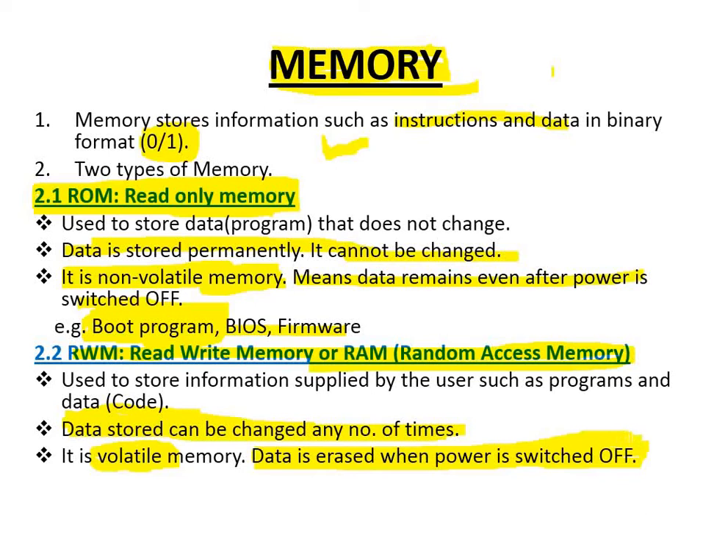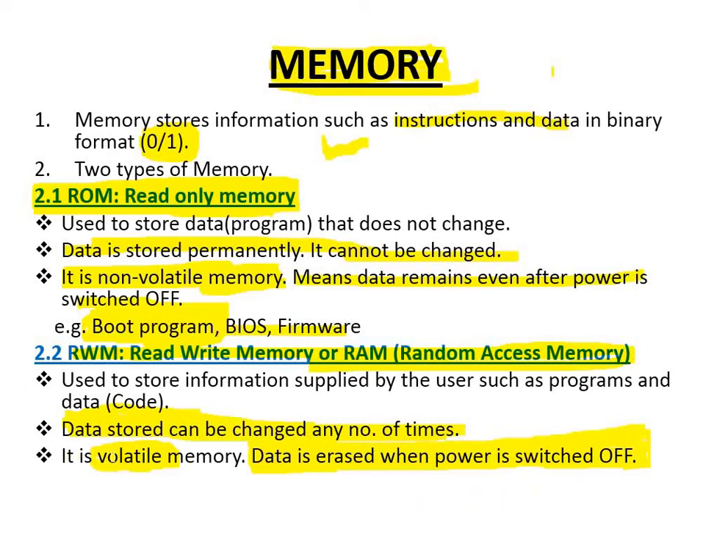Suppose you are writing something in a Word file, and you have not saved it on a hard drive. You have opened your Microsoft Office and you are writing something on it. Suddenly your power goes off and your PC gets shut down. Then when the power comes back and you switch on the computer, you will not be able to retrieve that data, because it has not been saved. That was in RAM only. When the power went off, that data got erased.